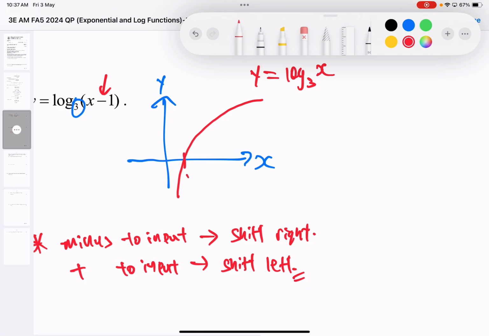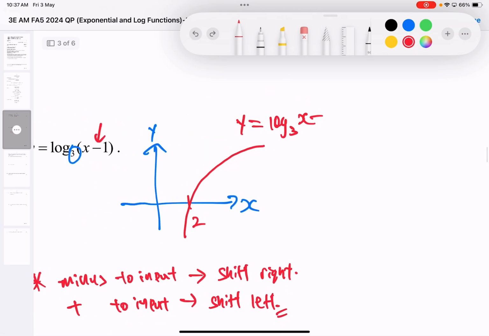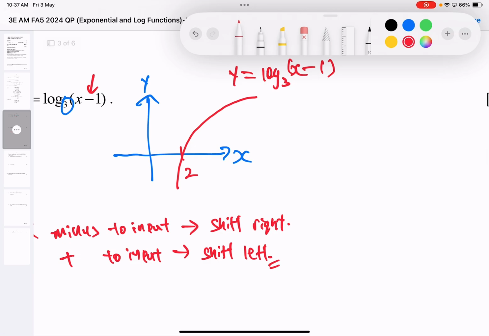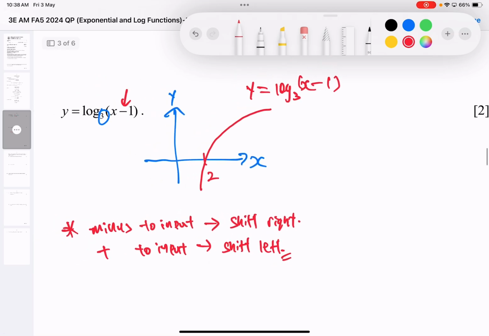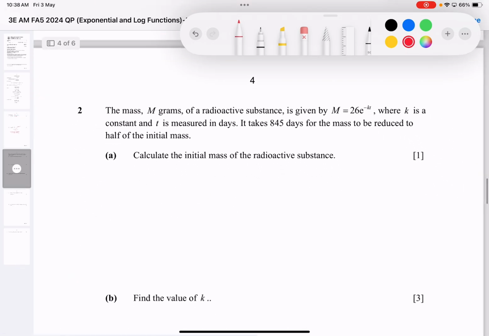Now, by default, this thing is at 1, right? So if I shift by 1 unit, what is it going to cut at now? Exactly, 2. So this is the graph of x minus 1. Can? Ladies and gentlemen, can or not? This is very simple, 2 marks. This one is really 3 marks. You must be able to draw it. Okay, let's go on to the next one.